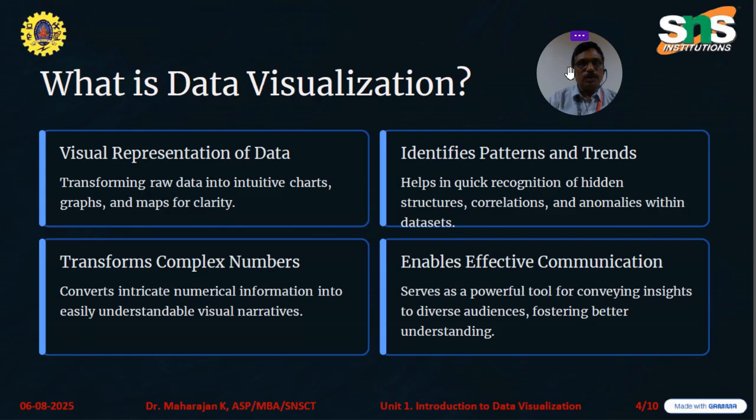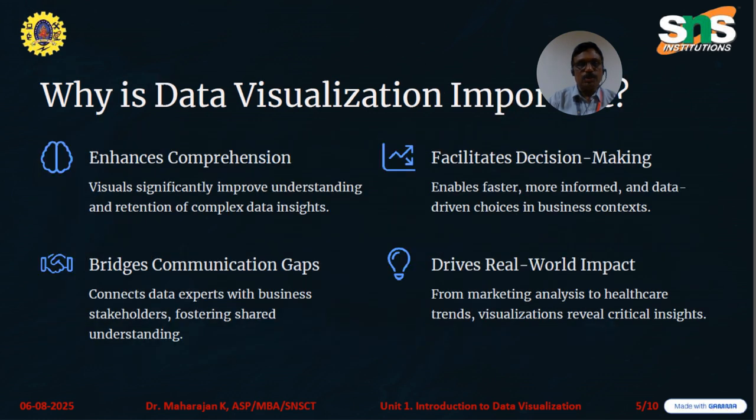Because it's easy for the human mind to grasp pictures rather than numbers. So we transform complex numbers into an easily comprehensible human form, and it identifies patterns and trends, hidden patterns, unexpected patterns. We are also able to communicate effectively in the way of storytelling and others.